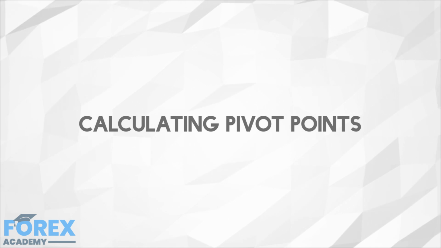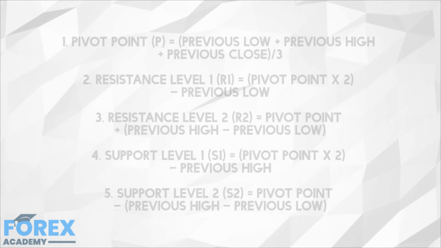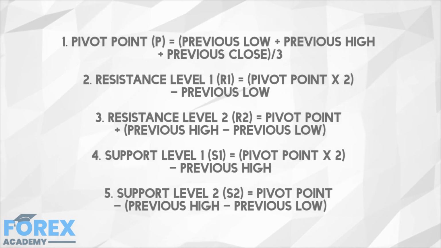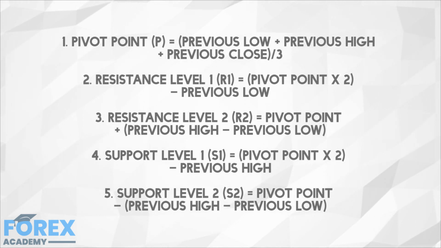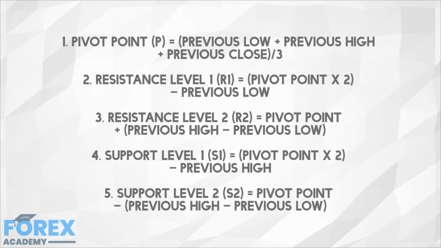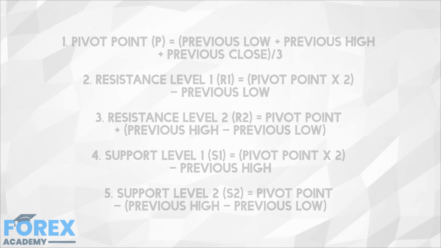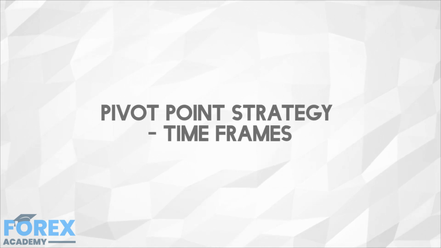The 5-point system is one of the ways of calculating and identifying support and resistance levels. It is also one of the simplest, and it is calculated like so. The pivot point from our example is derived from the previous high, low, and close divided by 3. This allows traders to define an area where the price action seems to be sensitive and likely to shift in sentiment. Pivot point strategy timeframes.